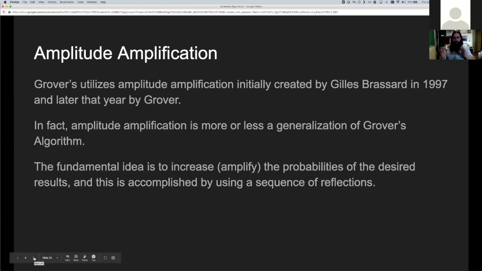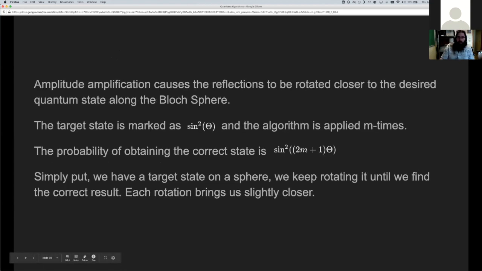You have amplification of waves and so forth. And so what happens is the amplitude amplification causes the reflections to be rotated closer to the desired quantum state along the Bloch sphere. We have a target state we actually mark as sine squared theta, and the algorithm is actually repeated n times. And the probability of getting the correct state is sine squared (2n plus 1) theta.